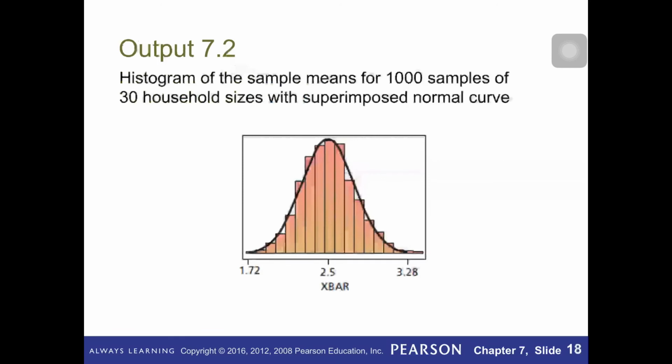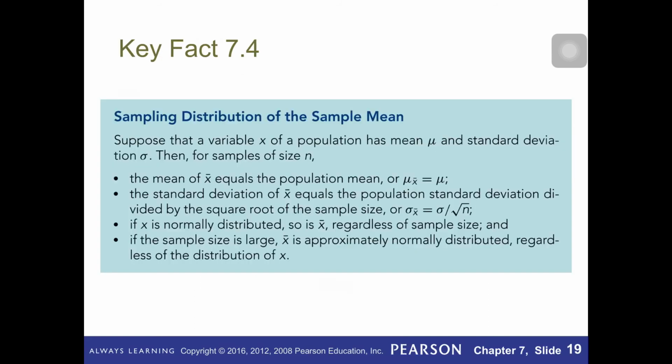As you can see here, for 1000 samples, this looks like a normal curve, normally distributed. When you increase to 10,000, 1 million, it looks like a perfect bell shape, perfectly normally distributed. That's why we use the central limit theorem.